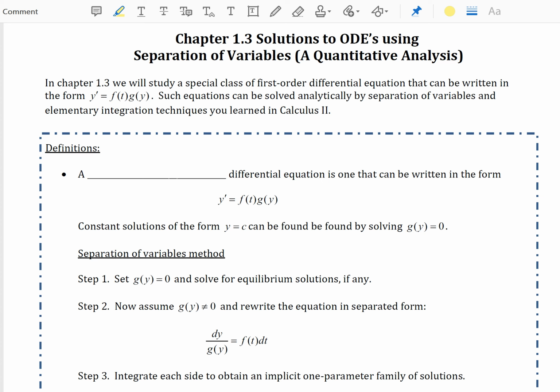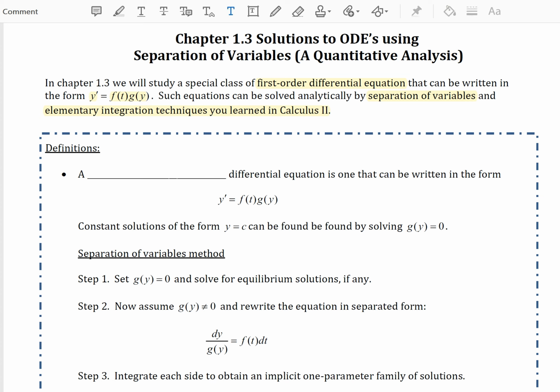In Chapter 1.3, we will study a special class of first-order differential equations that can be written in the form y prime is a function f of t times another function g of y, where the two functions are separate of each other. Such equations can be solved analytically by separation of variables and elementary integration techniques that you would have learned in Calculus 1 and Calculus 2. Depending on your calculus course, you may have even seen the method of separation of variables used to solve differential equations.